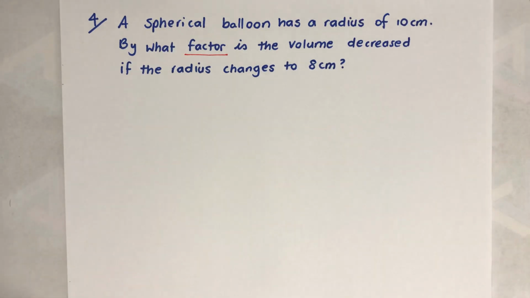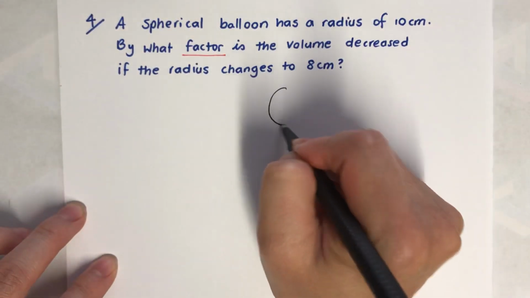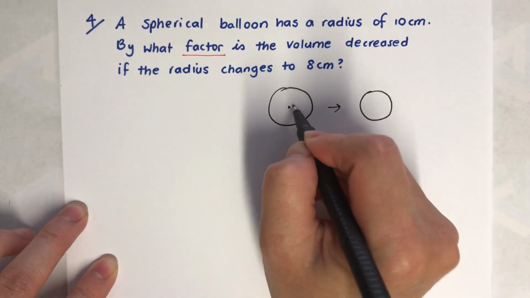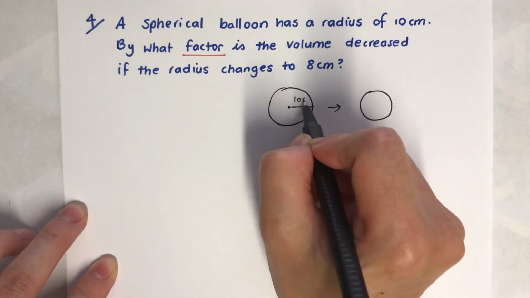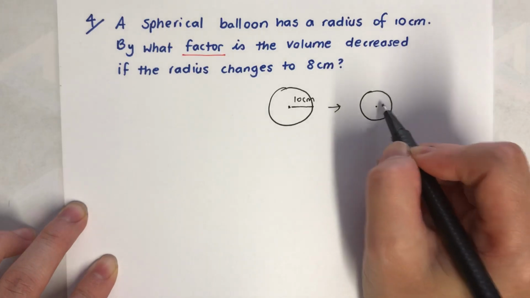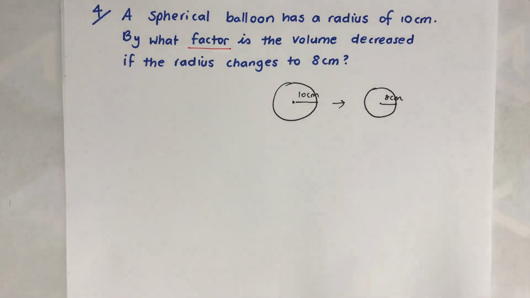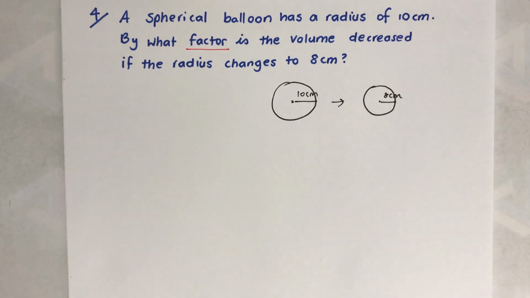So I'm just going to sketch this. It goes from big to small: it was 10 centimeters and then it changed to 8 centimeters. That's all that meant, nothing special. So again, we just have to find the ratio of the sides, which is the radius, and there are two of them, so we call them radii.